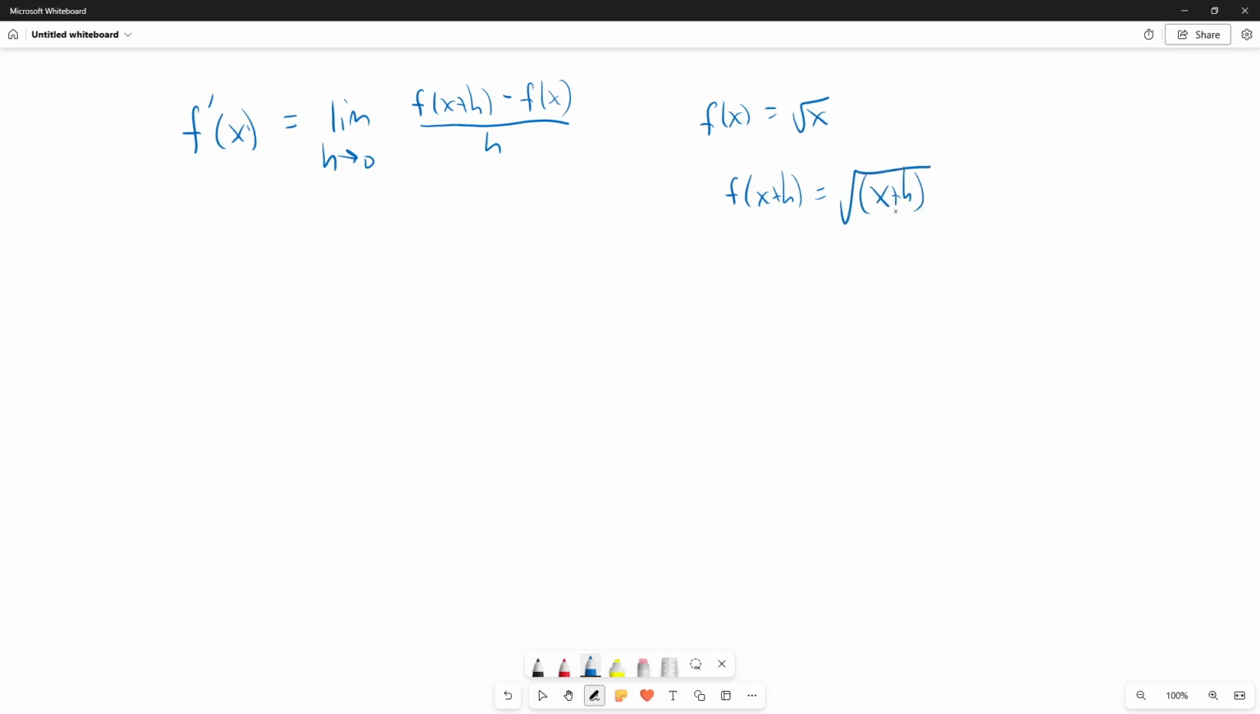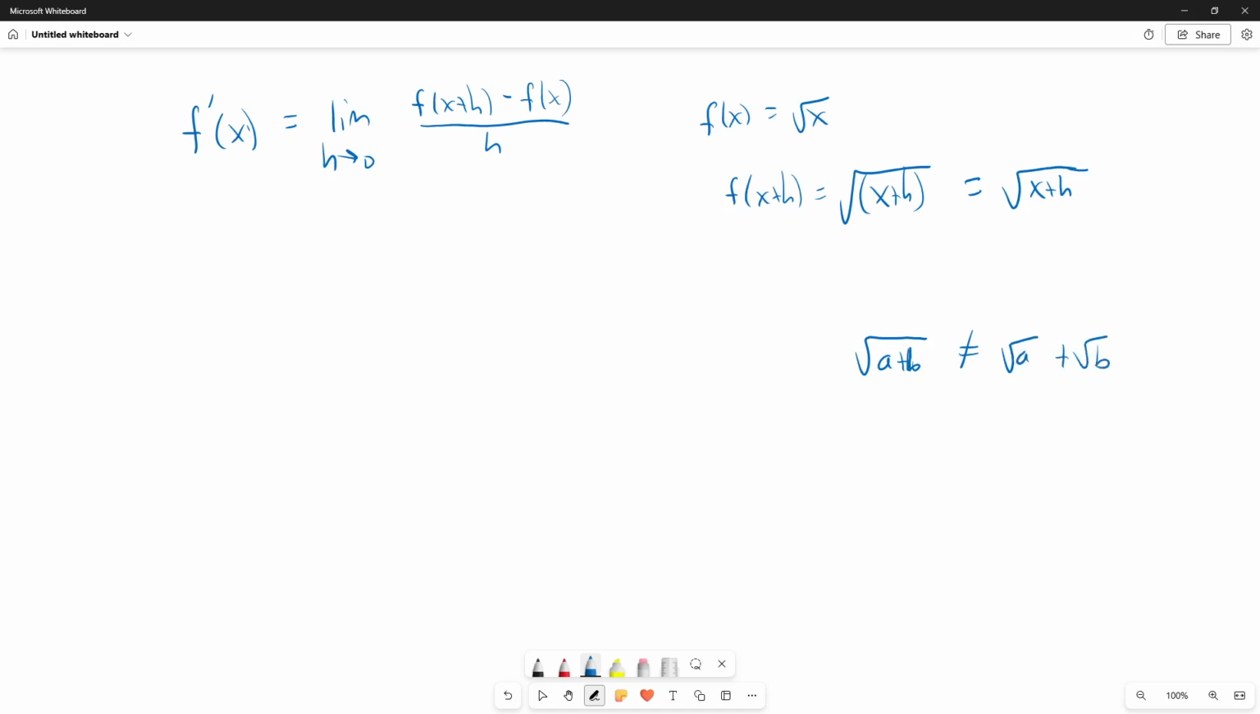And so we get the square root of the quantity x plus h. Those parentheses aren't doing anything because the square root symbol itself acts like the grouping symbol. Okay, so this does not simplify. The square root of a sum, the square root of a plus b, is not equal to the square root of a plus the square root of b.